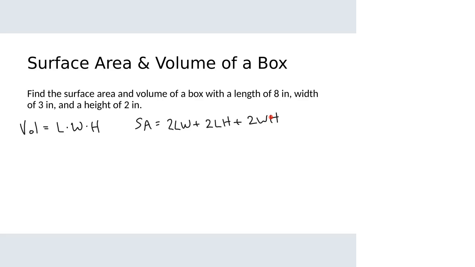So the first thing we'll look for is the volume, just because it's shorter. If we want the volume of this box, our volume is going to be the length, which is 8, times the width, which is 3, times the height, which is 2. 8 times 3 times 2 is 48. It's in inches. This is volume, so it would be cubic inches, but you just respond with the 48.